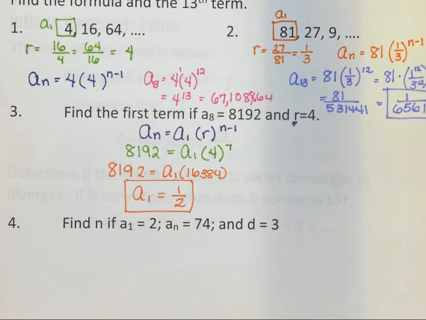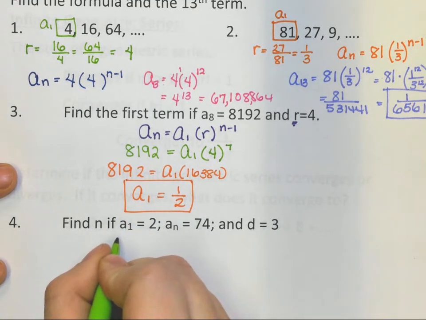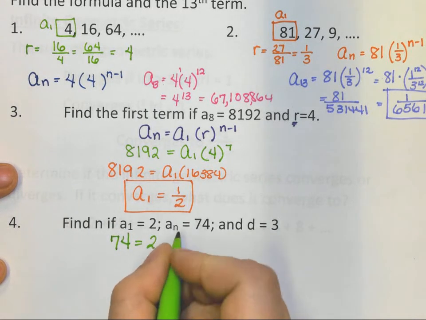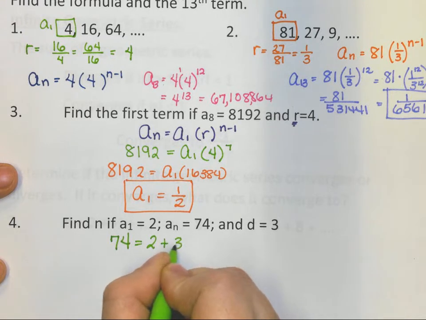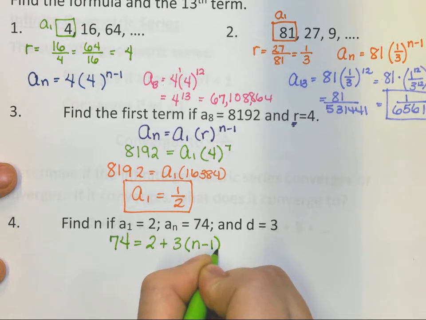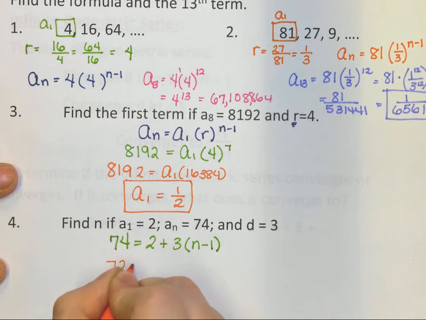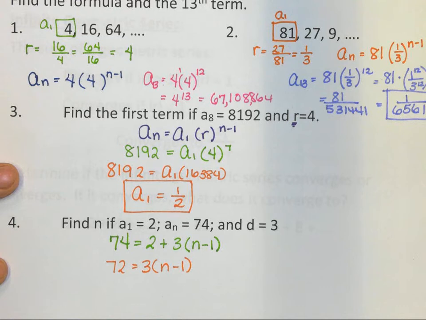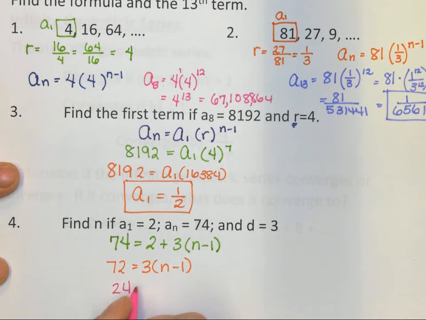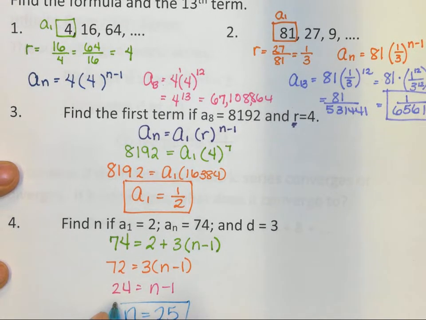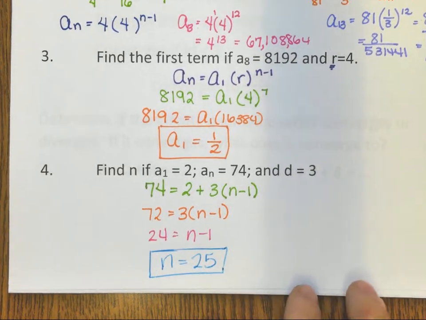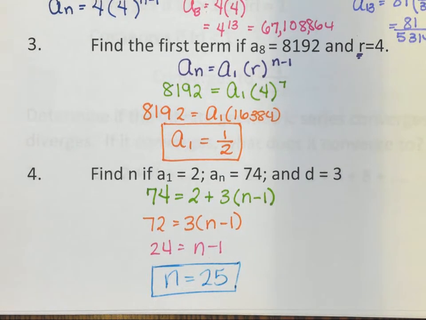Okay. So if you would please, try number 4. Beautiful thing here is if you understand the concepts of arithmetic, it's just a small hop, skip, and a jump to geometric.